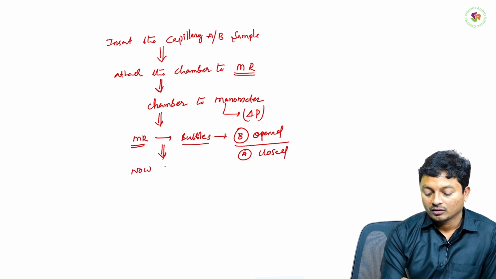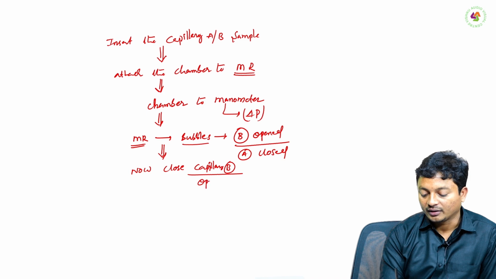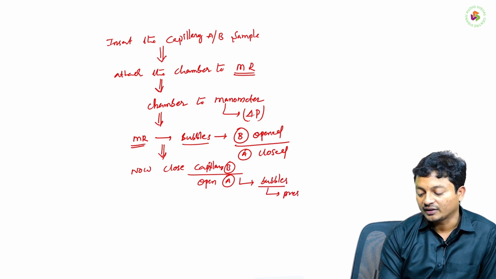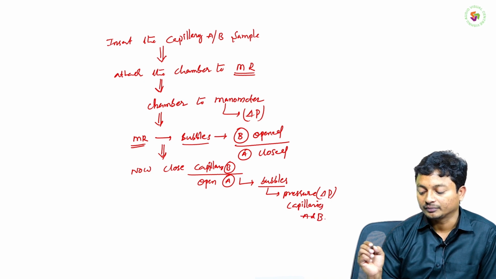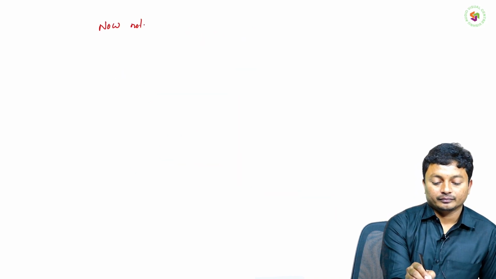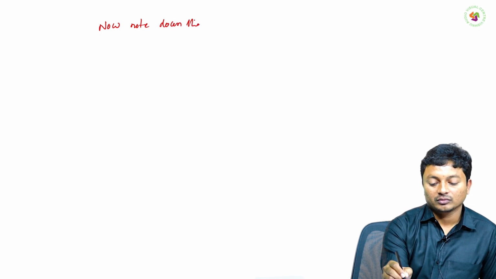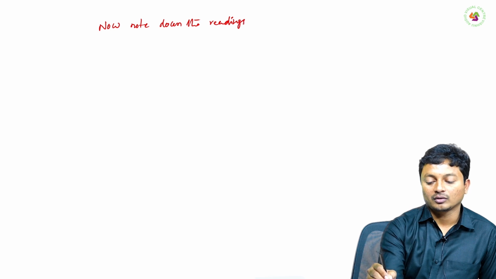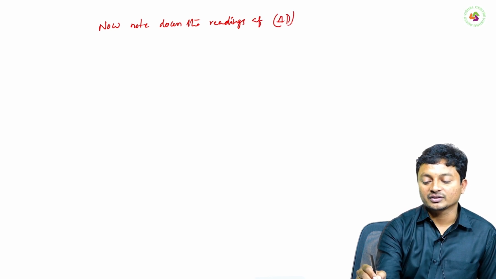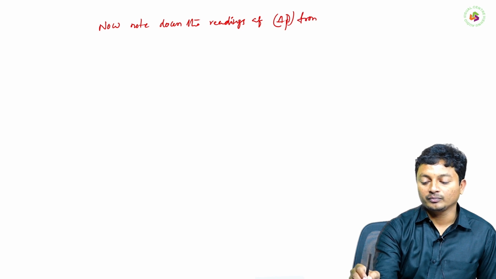Now close capillary B and open capillary A. Because of this process we can find some bubbles due to the pressure differences in the capillaries A and B. Now note down the readings of pressure differences, delta P values, from the manometer.